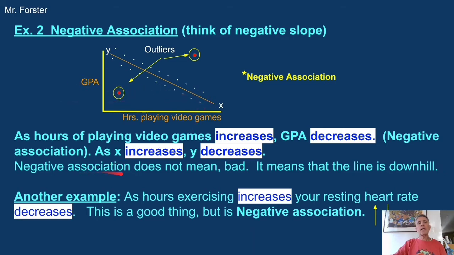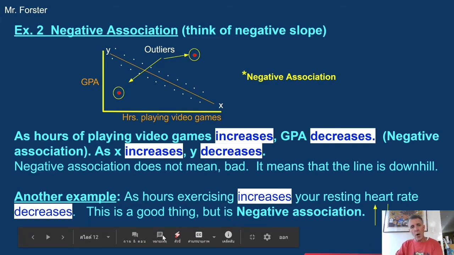And so negative association does not mean that it's bad. It means that the line is going downhill. In other words, while the X is always going up, in this case, the Y is going down. Another example that'll show you that it doesn't mean bad: as hours of exercising increases, your resting heart rate decreases. That's called getting in shape. This is a good thing, but it is also negative association. We see the exercise increases, the resting heart rate decreases. So that's negative association or negative slope.